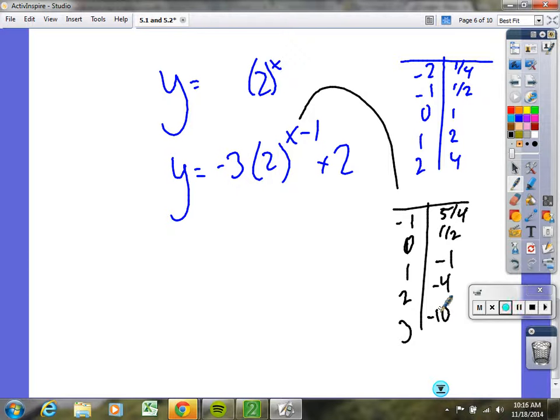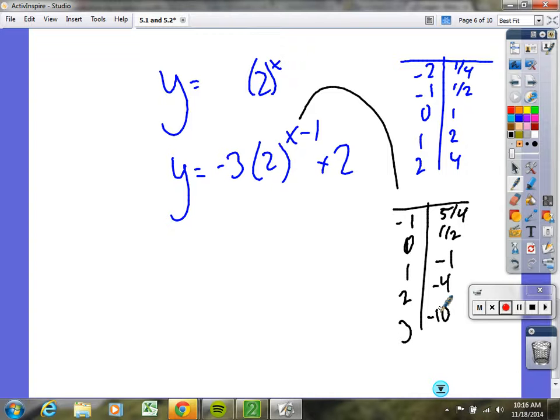Okay, let's talk about it. What did this do? It took my graph and shifted it where? Right 1, reflected it over the x-axis, stretched it vertically by 3, okay? And then we raised it up 2 after that. Does that make sense what we did there?